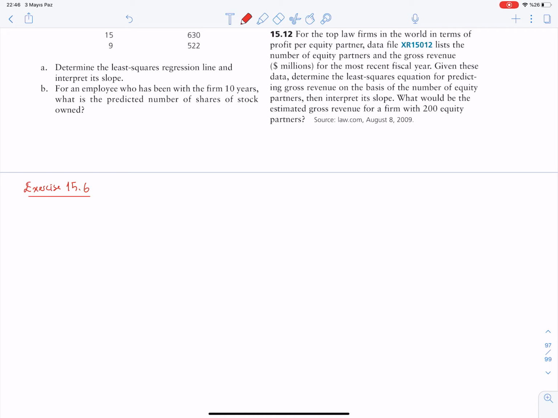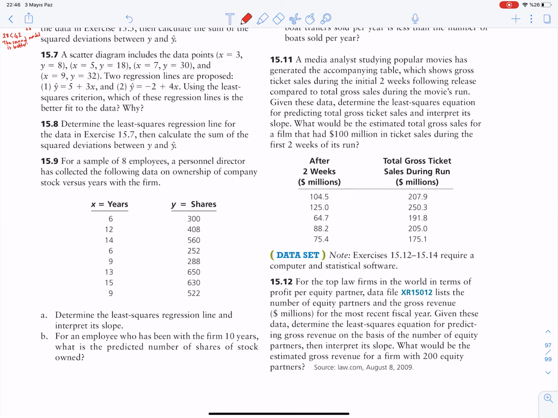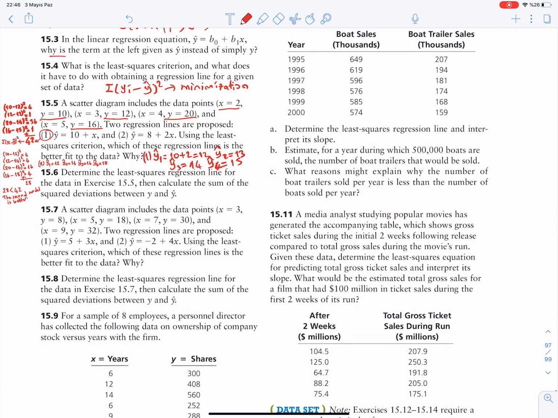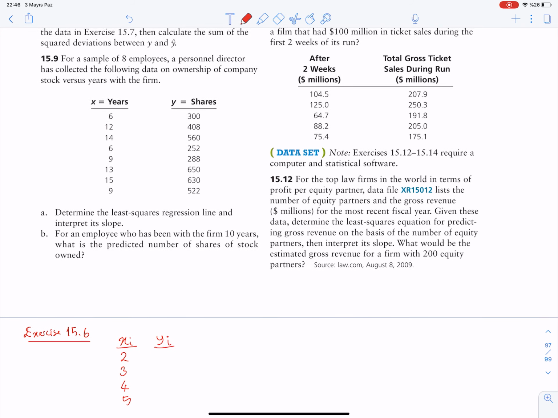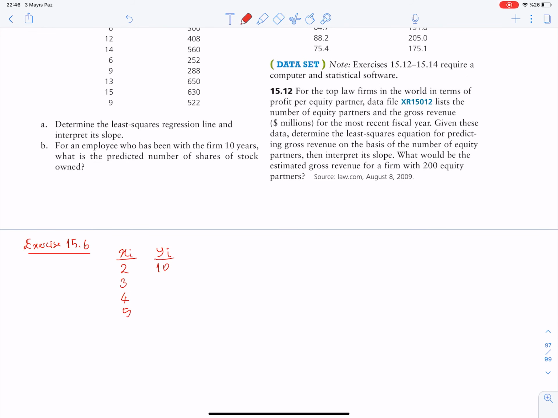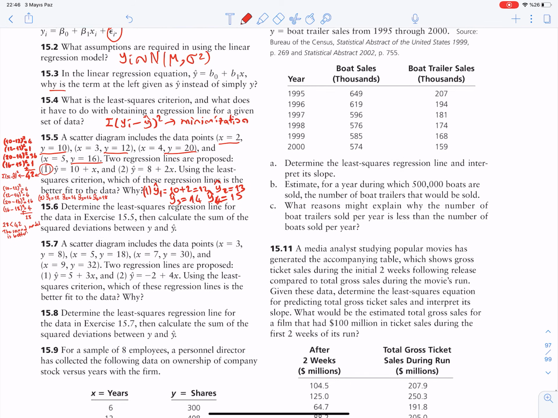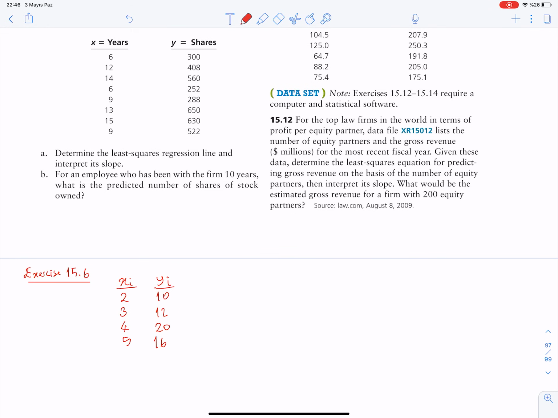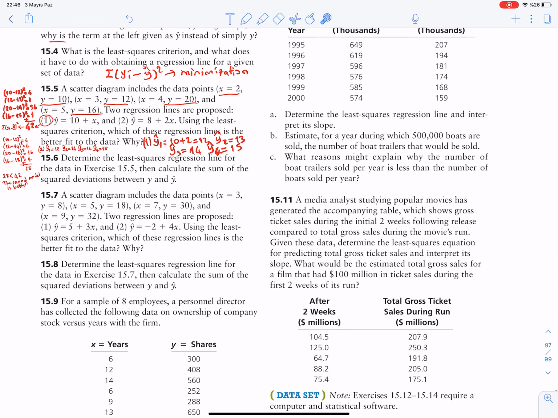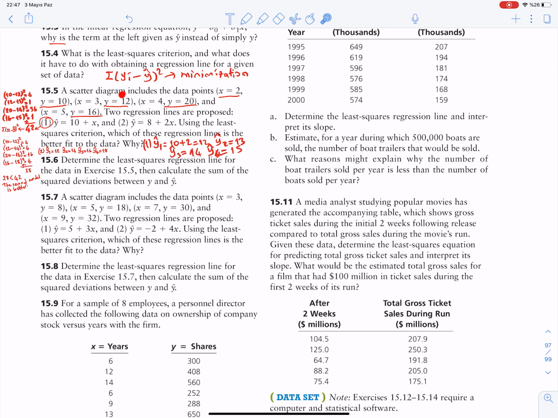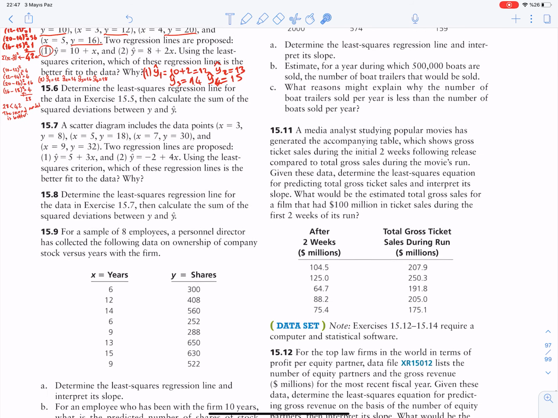The values of x are 2, 3, 4, and 5. Yi is given to be 10, 12, 20, and 16. So I'm writing 10, 12, 20, and 16 right here.